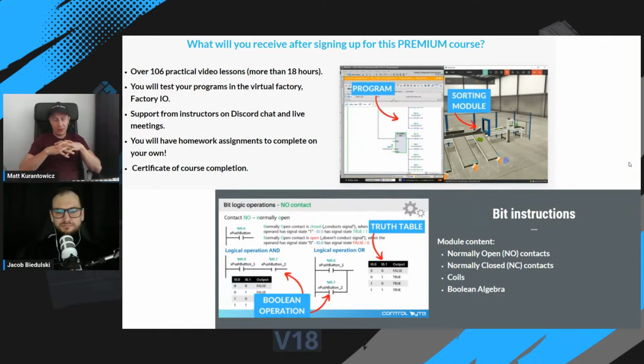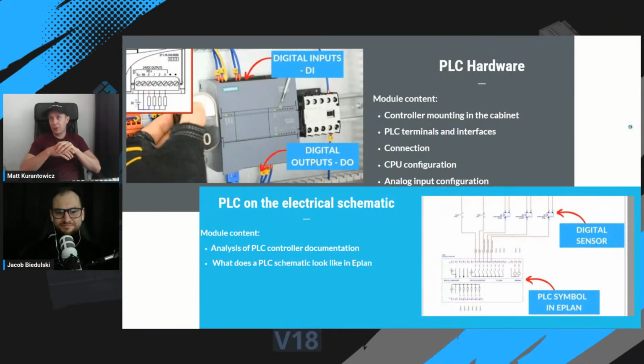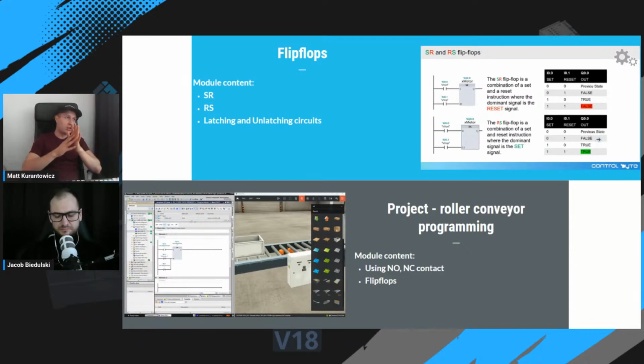Okay, what will you find in our course? Firstly, you will learn about the basic instructions like normally open contacts, closed coils, and Boolean algebra. Then you will go to PLC hardware, quick steps with PLC hardware, how it works, how to connect terminals, how to use it on an electrical diagram, and then you will go to the instructions in a standard library. You'll find flip-flops like SR and RS flip-flops, and then you will go to projects.